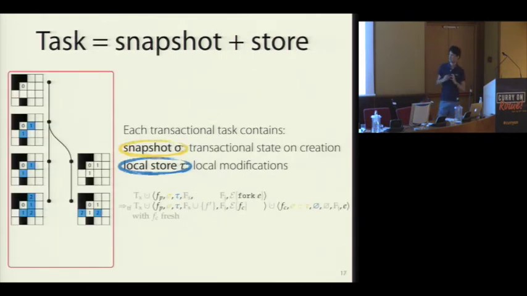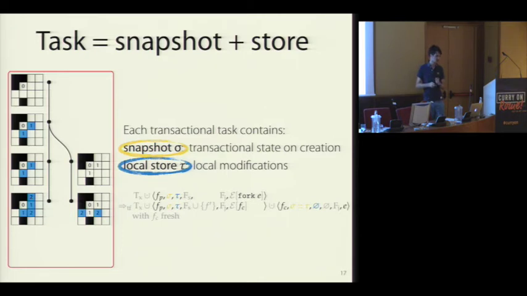If we look at this in a bit more detail, to realize this, each transactional task contains two data structures, a snapshot and a local store. The snapshot of a transactional task is a conceptual copy of the transactional state that existed when the task was created. In our actual implementation, we do not need to create copies. We can implement this more efficiently. But conceptually, it appears to the developer as if a copy is created.